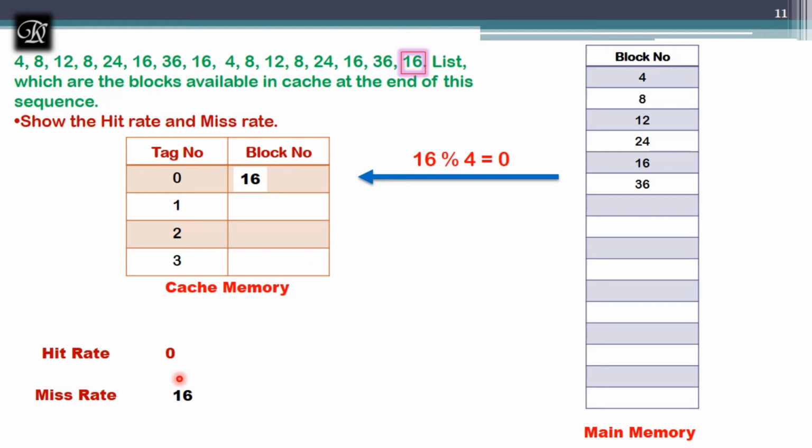This is what they have asked in the question. For the given values, apply the direct mapping technique, find the respective line number where the requested block from the main memory should reside in the cache by applying the modulus technique. Then just keep on counting how many hits and how many misses.